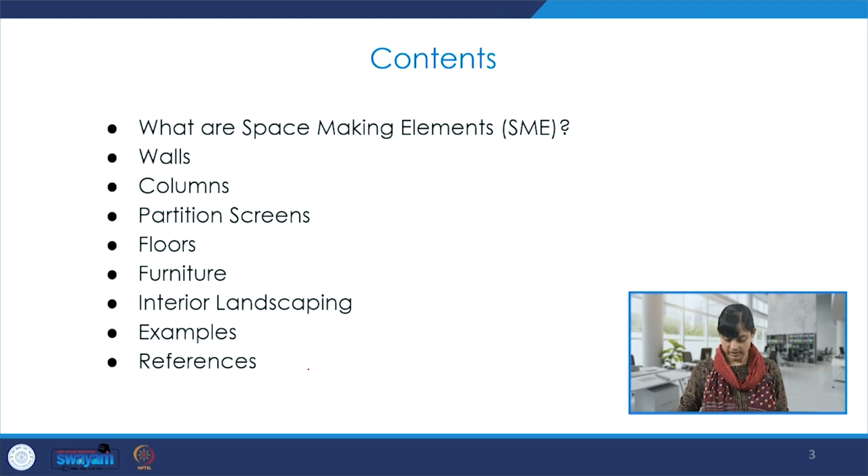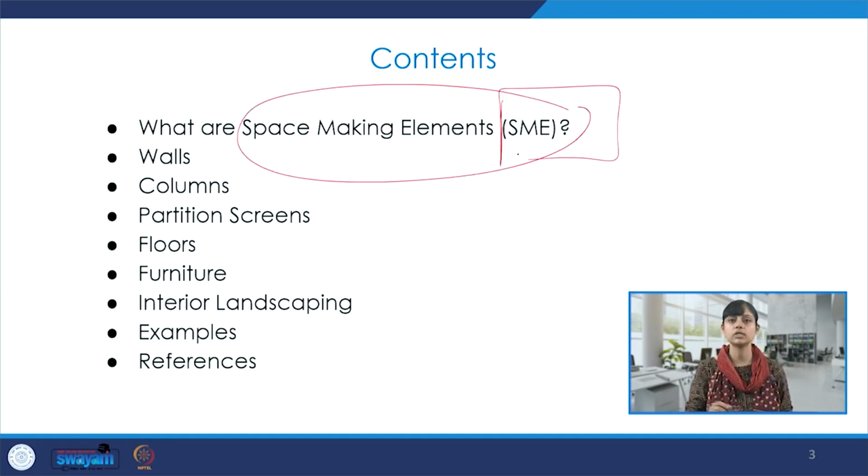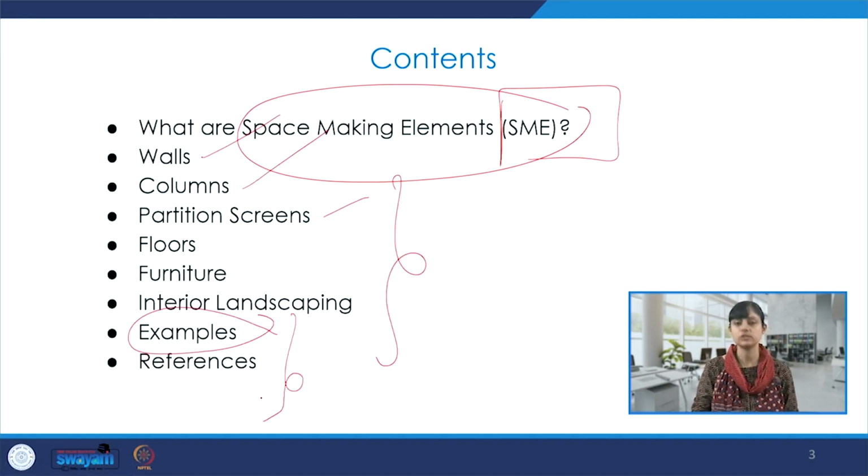So this is the contents for today: space making elements, which I'm going to say as SME. And then walls, columns, partition, screens, all these SMEs, their examples, and of course a list of references.